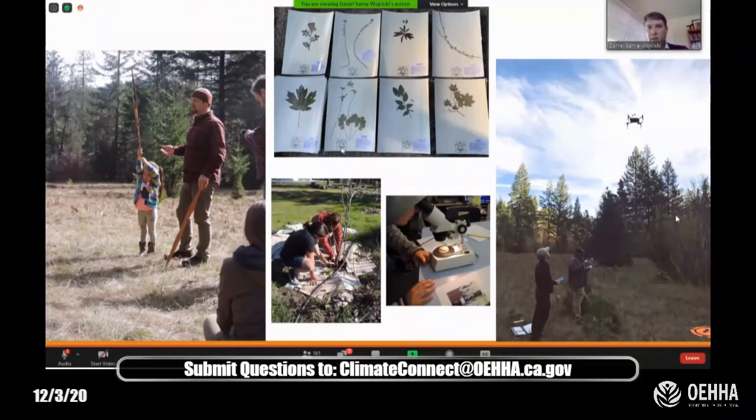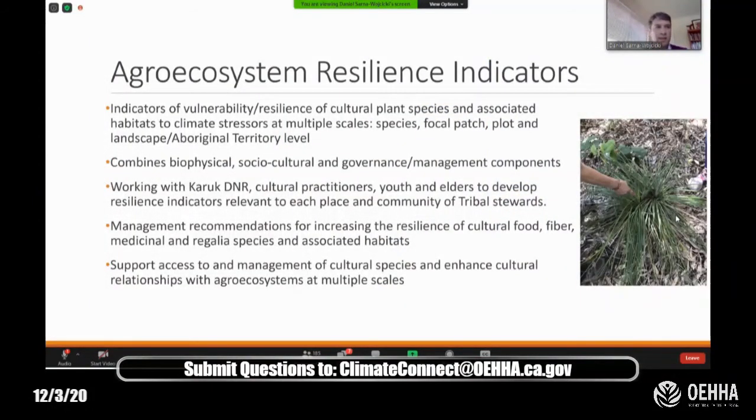One really important component of this project is working with local school groups and K-12 classes and tribal managers on climate education and curriculum development and also community workshops. So the goal of all of this over the next couple of years, we'll be pulling all of this field and archival research together and working with Karuk staff, cultural practitioners, and community members to develop agroecosystem resilience indicators for each of our plots that are specific both to the focal species found in those plots and also to the group and communities of resource users that are the stewards of those areas.